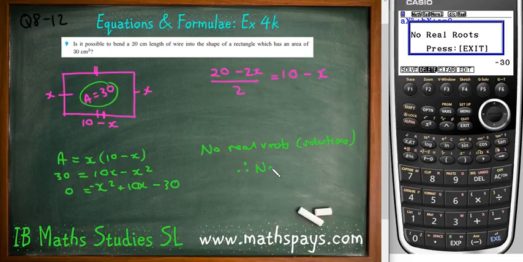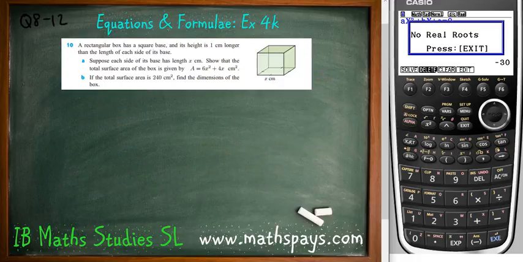Therefore, no, it's not possible. Okay, alrighty. Next question. Question 10. We have a rectangular box with a square base, and its height is 1 centimeter longer than its length. Okay, we've got x and x, therefore this is going to be x plus 1.